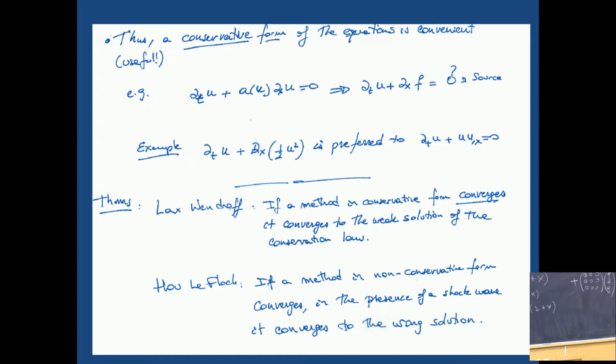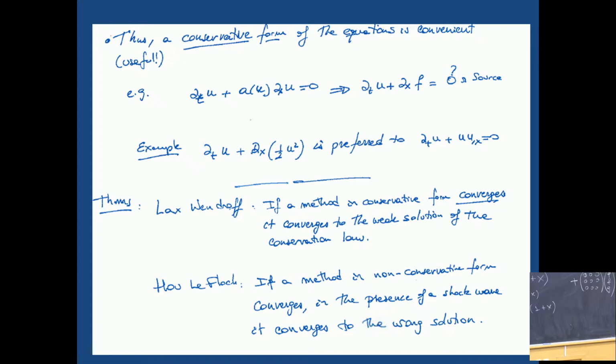So there will be two theorems that underpin everything we do. One is by Lax-Wendroff, which basically tells us if a method in conservative form converges, then it converges to the weak solution of the conservation law. And then a theorem by Hou and LeFloch says that if a method is in non-conservative form, i.e. if you're using this one, and it converges in the presence of a shock wave, you can prove that the convergence will be to a wrong solution.